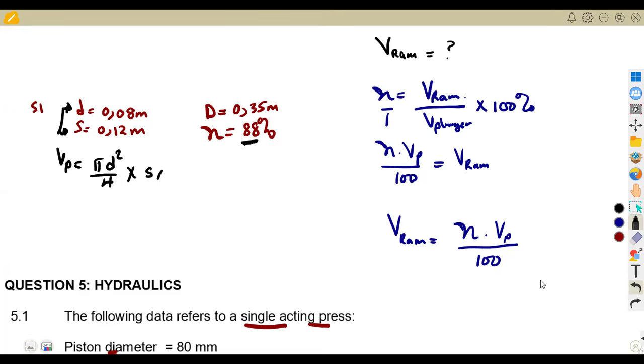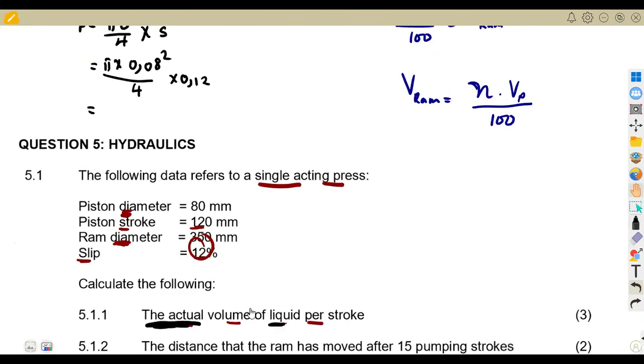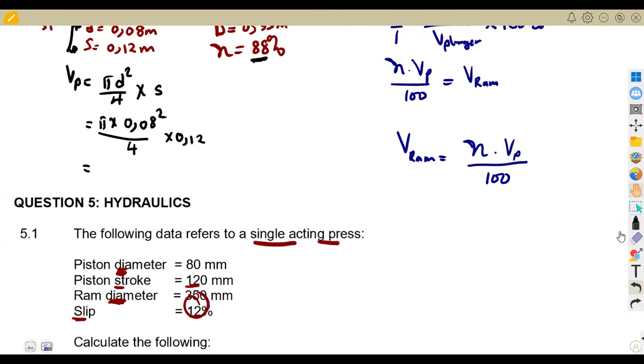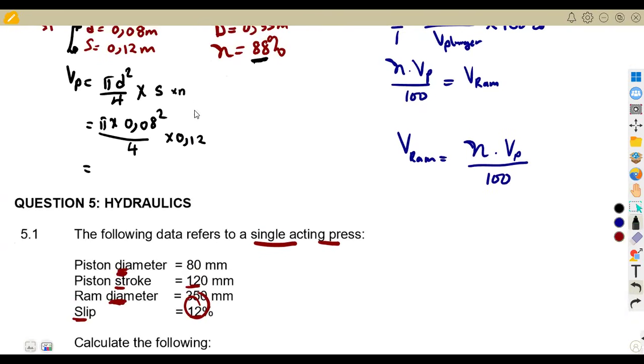In this case, we are not given the number of pumping strokes, so it's just going to end here. So that's pi times the diameter of the plunger, 0.08 squared, over 4, times the stroke length. We are given the stroke length as 0.12. If you are to use the number of strokes, it's going to be just 1, because they are saying here it's the volume of the liquid per stroke. So if you are using the number of pumping strokes as N, we're just going to multiply by 1 per pumping stroke, so it does not affect anything.